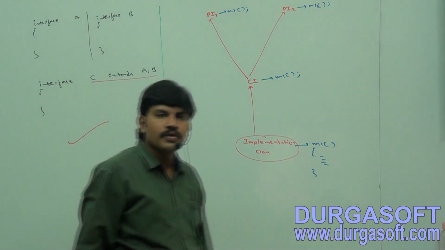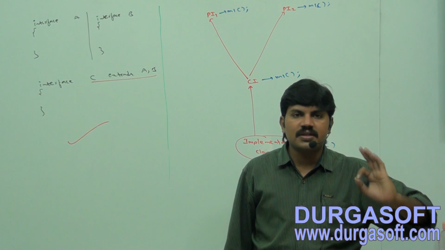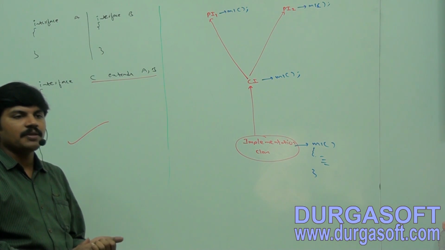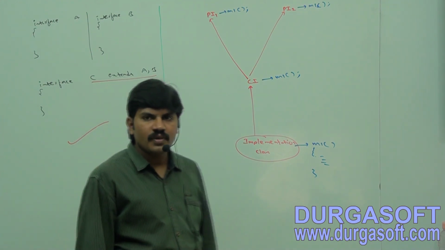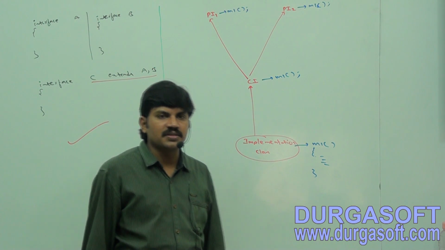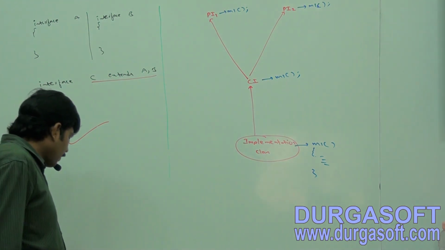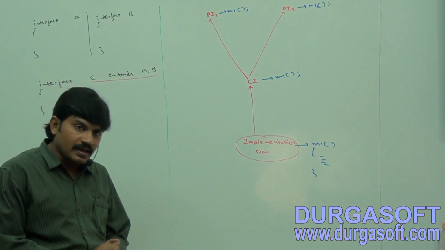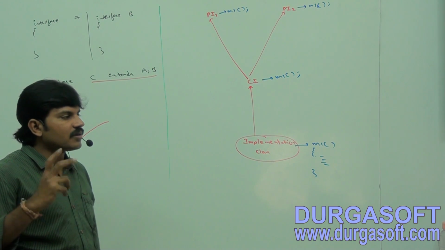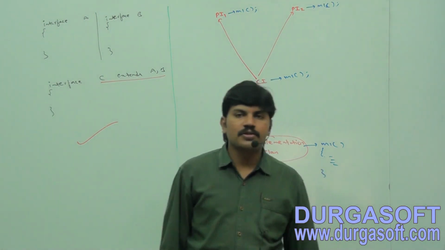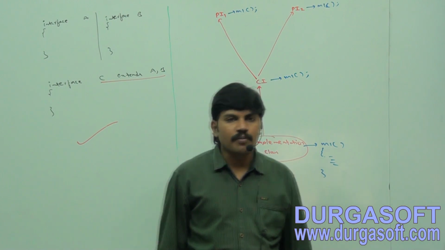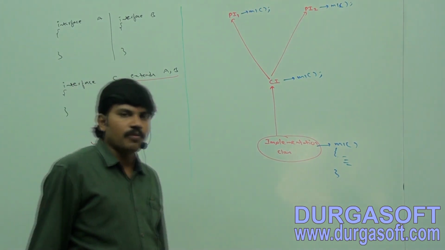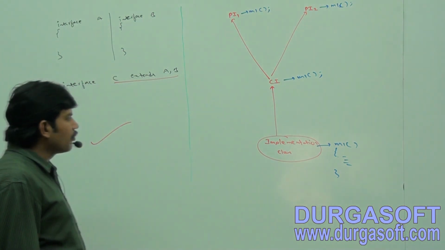Add this point. Even though multiple method declarations are available, but the implementation is unique, and hence there is no chance of an ambiguity problem. There is no chance of an ambiguity problem in interfaces.